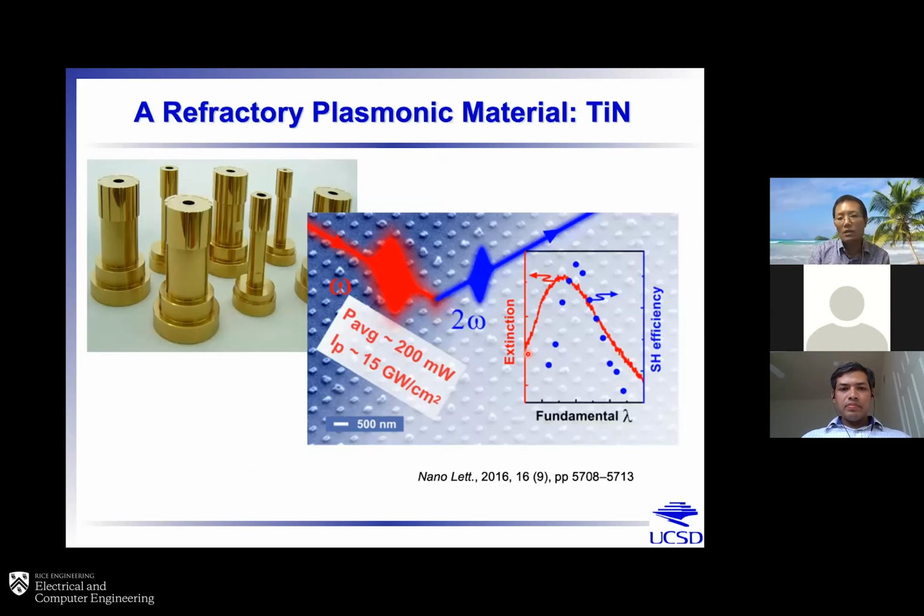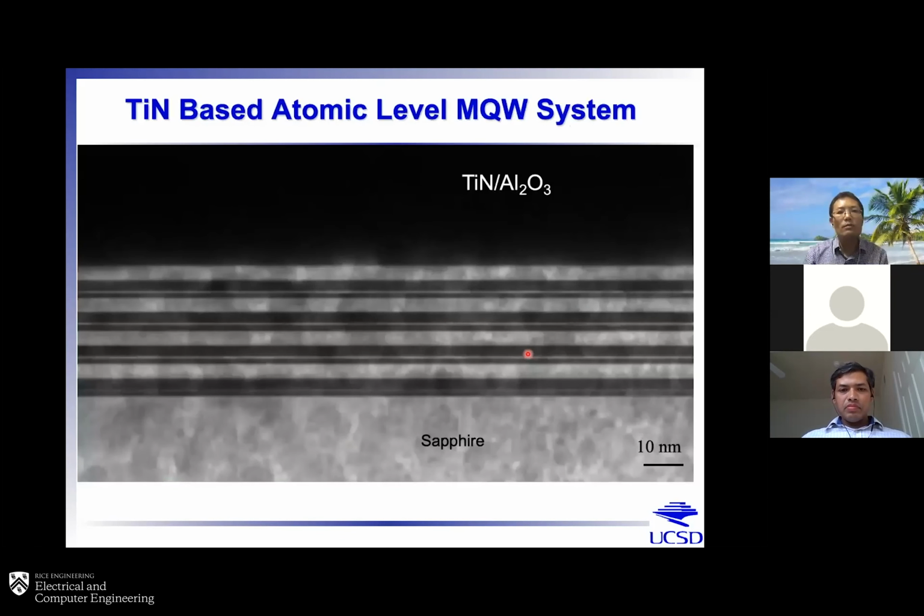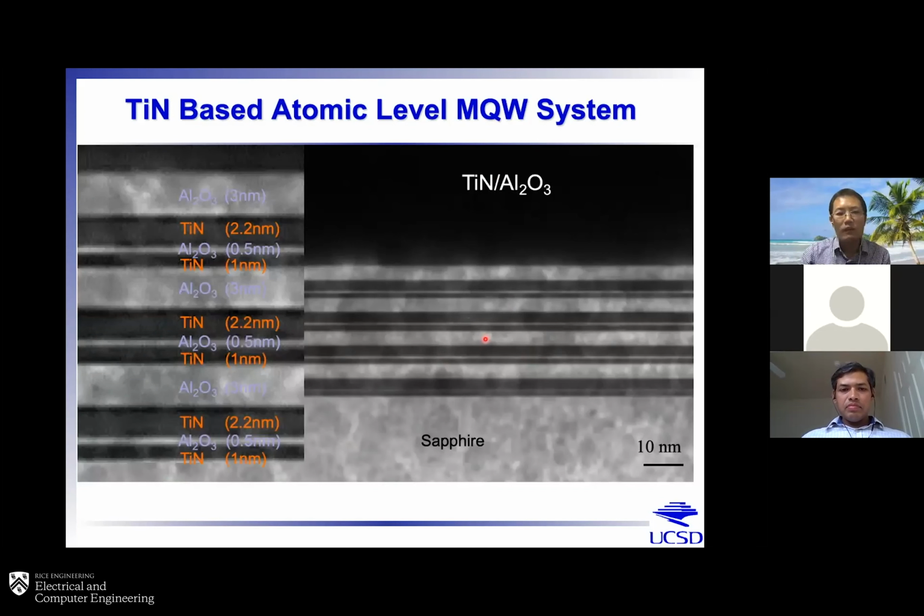And then the good news for titanium nitride is that you can grow this film almost epitaxially together with aluminum oxide. As you can see here, if you zoom in a little bit, this aluminum oxide layer is about 5 angstrom. This quantum well is 2 nanometers, and this is 1 nanometer. So you can get a very high resolution, high quality, almost atomic-level quantum well by using this, okay?